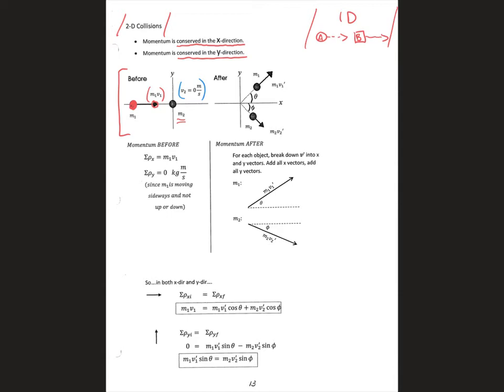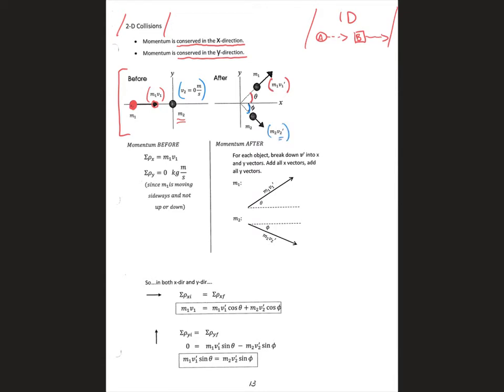Now, after the collision, we notice that mass 1 goes off at an angle theta, and it has a new velocity. Remember, we use the prime notation, and the prime means final velocity, or after the collision. Mass 2, on the other hand, which way does it go? Well, it goes off at an angle phi, and that's not necessarily the same angle as theta. It could be a different angle. It really depends on how you hit it. So here it goes, and now it has its own final velocity.